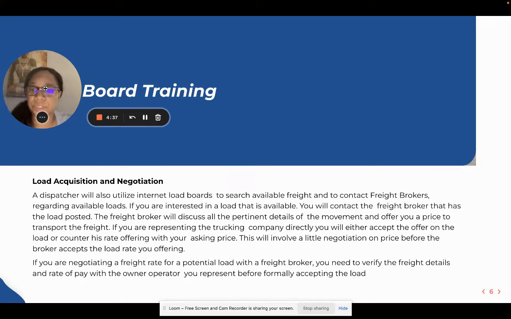If you are negotiating a freight rate for a potential load with a freight broker, you need to verify the freight details and rate of pay with the owner-operator you represent before formally accepting the load.